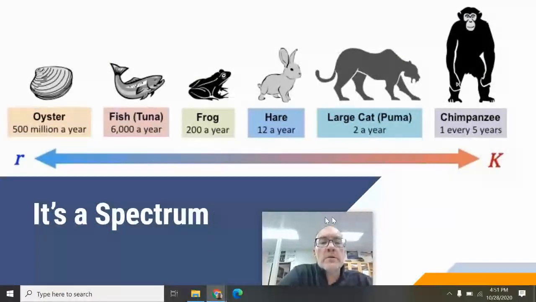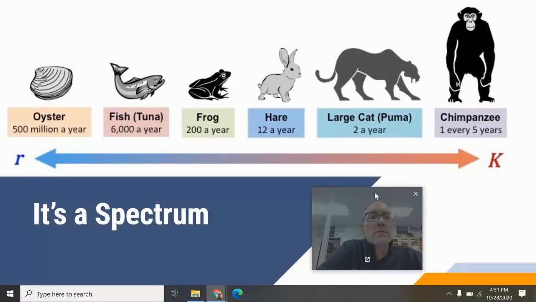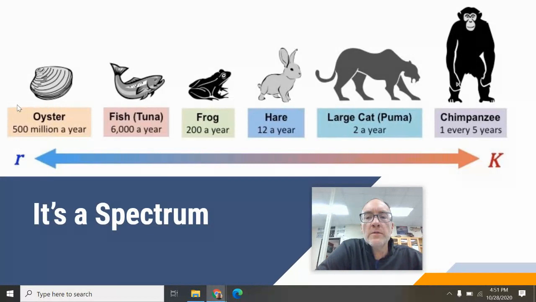Realize that much like what we talked about with generalist and specialist species, there is a spectrum. Some species have very high reproductive rates, like some plants produce lots of seeds, some don't. Things like oysters here can produce 500 million offspring a year with zero parental care. They're just broadcasting those out. And you can see there's a continuum here, fish, frogs, hare, large cat, and then we have a chimpanzee on the other end of the spectrum.